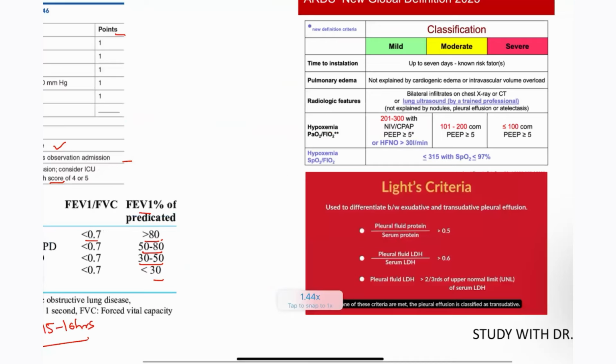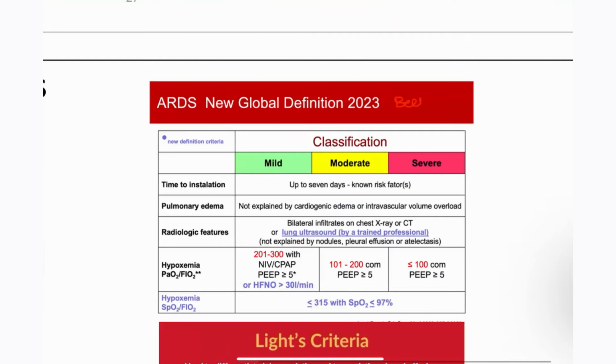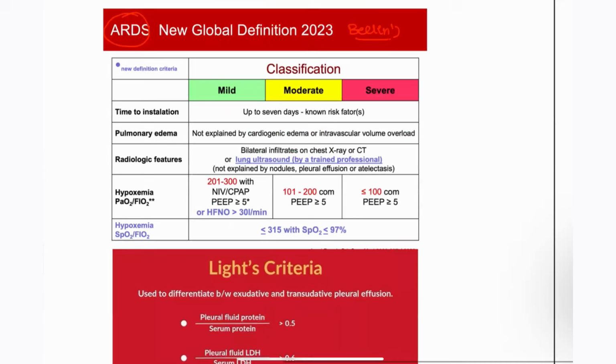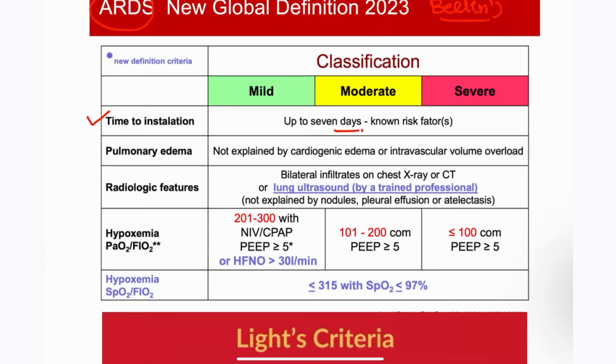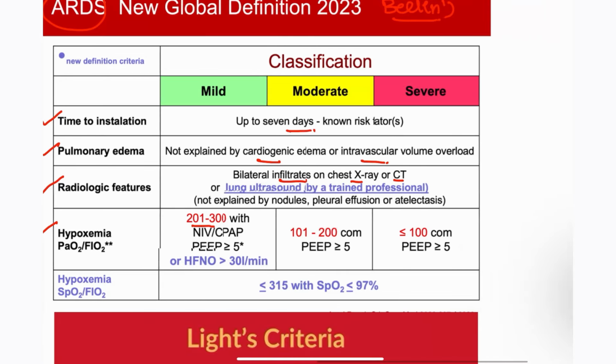Next, coming to the Berlin criteria. This is known as the Berlin criteria, used for ARDS, acute respiratory distress syndrome. What are the important components? Time: onset less than 7 days from the presentation. Next, pulmonary edema should not be from a cardiac cause, only from a lung cause. Radiological features: infiltrates should be seen on chest X-ray or CT. Hypoxemia is graded as mild, moderate, or severe: 200 to 300 is mild, 100 to 200 is moderate, and less than 100 is severe. This is how we are going to see it.